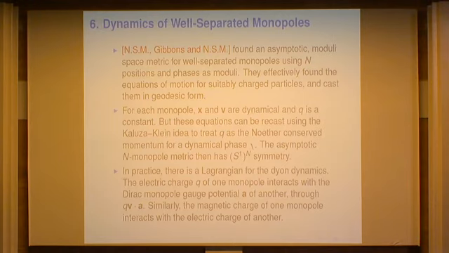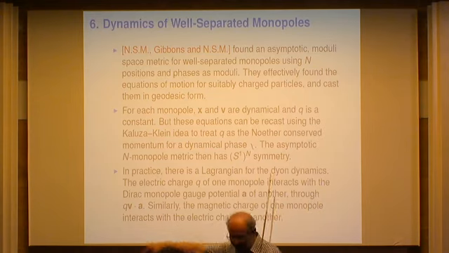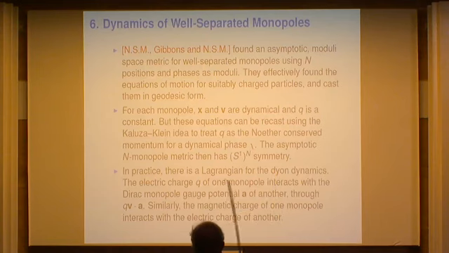So I'm trying to show you the ingredients of how you work out these dion interactions. Each dion has a scalar charge, a magnetic charge, and an electric charge. When they're moving, the magnetic charge of one interacts with the electric charge of another. The electric charge of one interacts with the magnetic charge of another through these kinds of terms. But there's also the interaction of 2 magnetic charges.